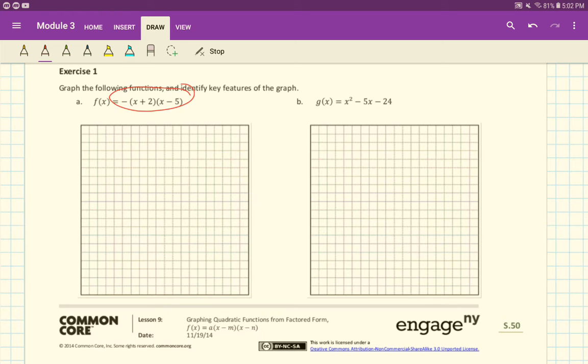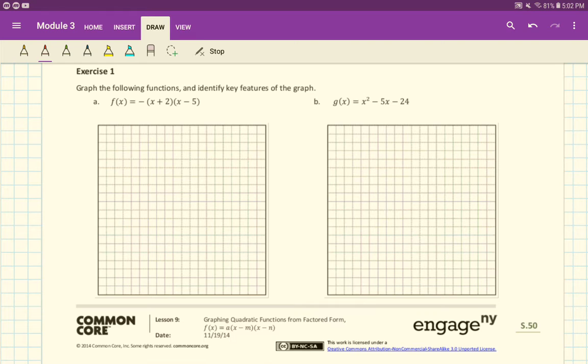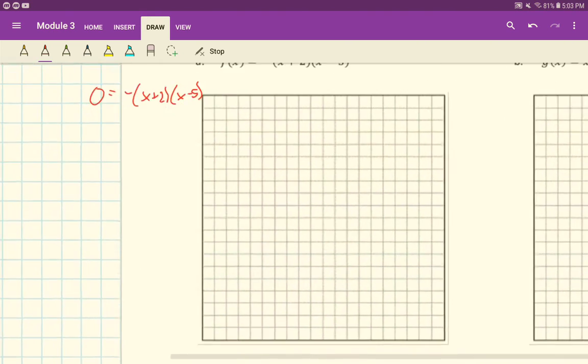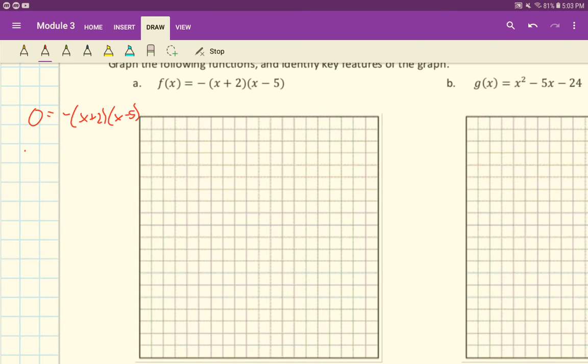So for this situation right here, let's go ahead and start by finding the X-intercepts. So the X-intercepts are where our function is equal to 0. So we'll say 0 equals negative x plus 2 times x minus 5. And since it's already factored, we can go ahead and set each of those factors equal to 0. So x plus 2 and x minus 5 equals 0. So you get x equals negative 2 and x equals 5.